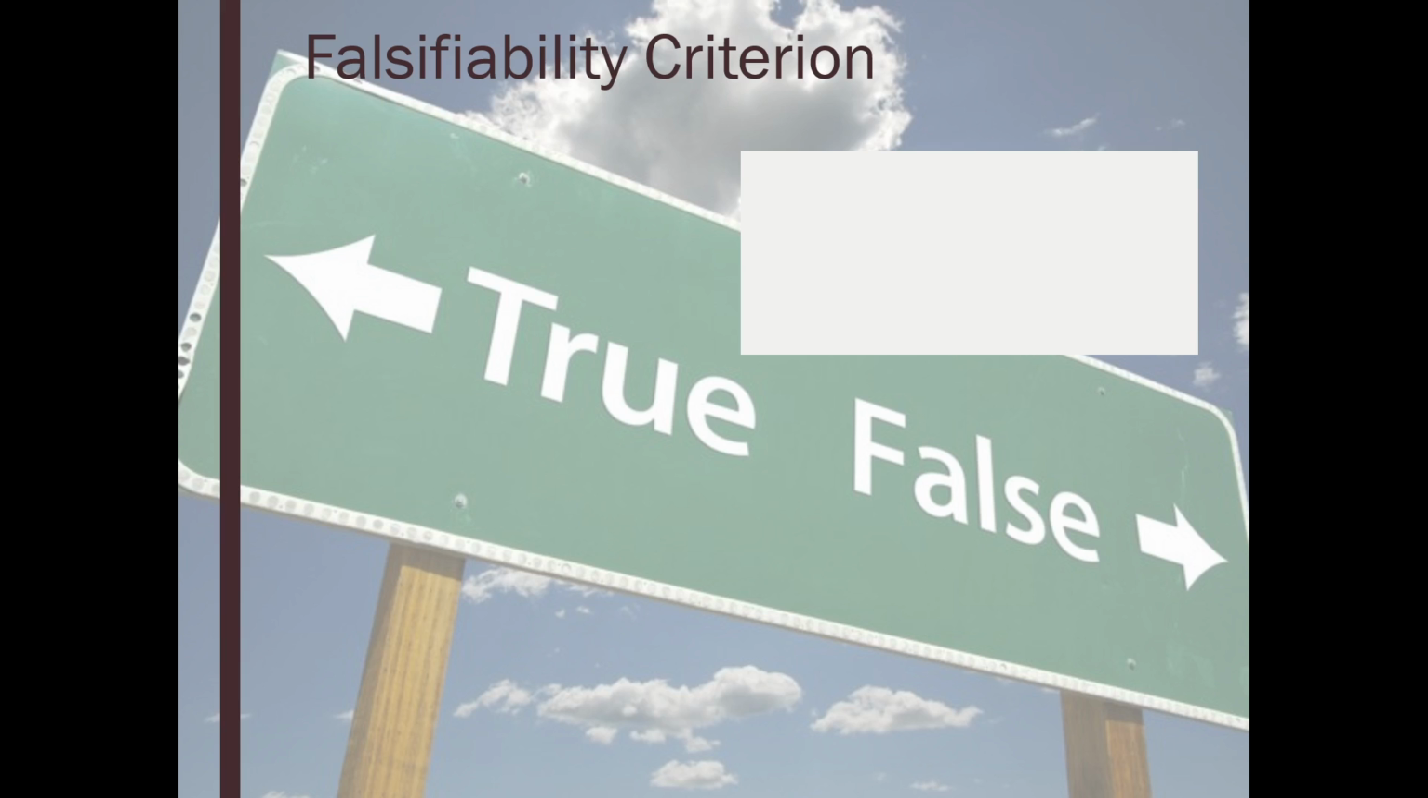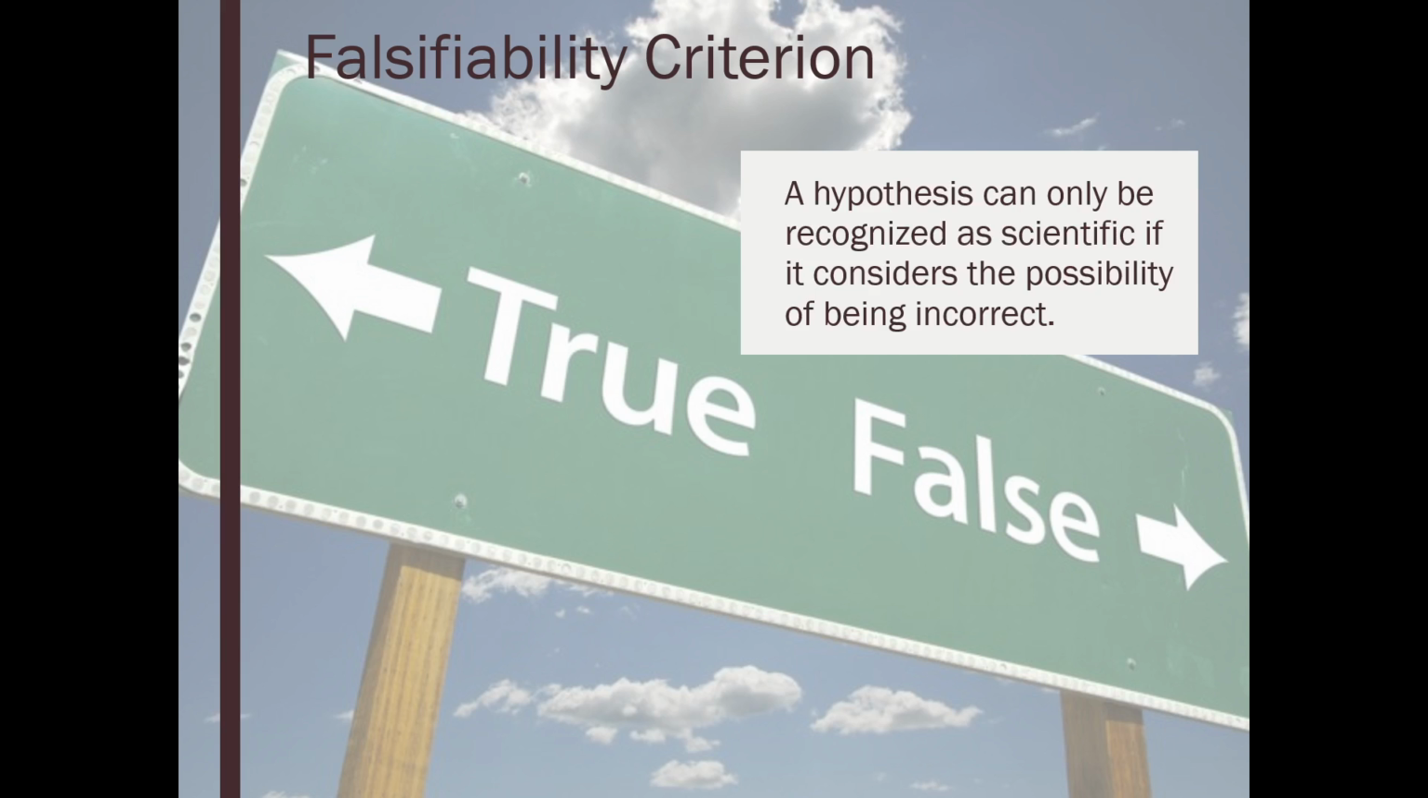So the final thing I wanted to talk about, and then I'm going to let the playlist show you a video, is the falsifiability criterion. So we're finally to the title of today's chapter. The falsifiability criterion. Here's what we mean by that. A hypothesis can only be recognized as scientific if it considers the possibility of being incorrect.